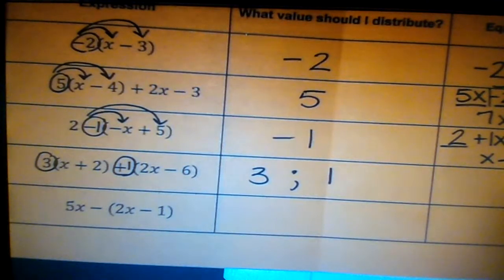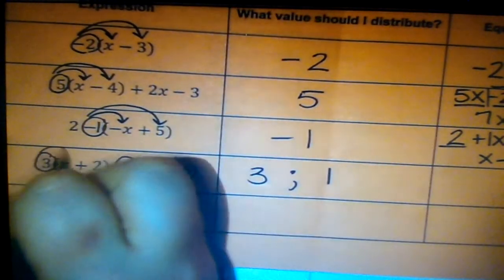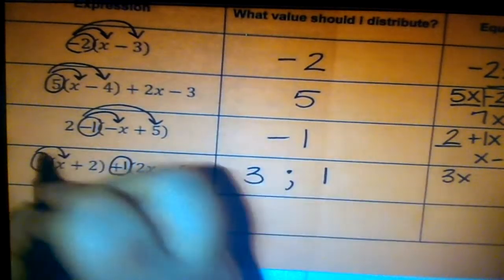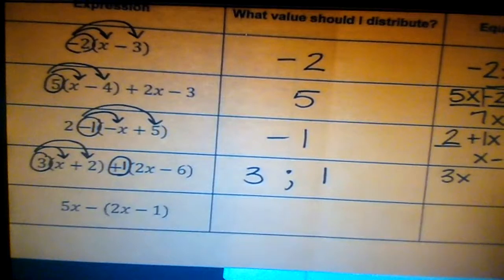So let's distribute the 3 through. 3 times x, 3x. And 3 times positive 2, 6.